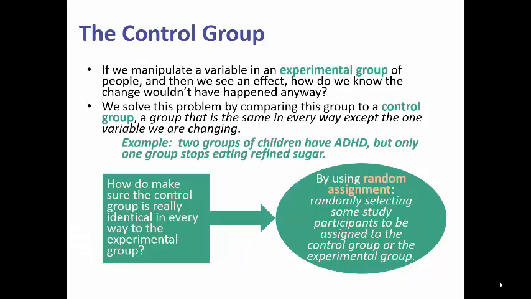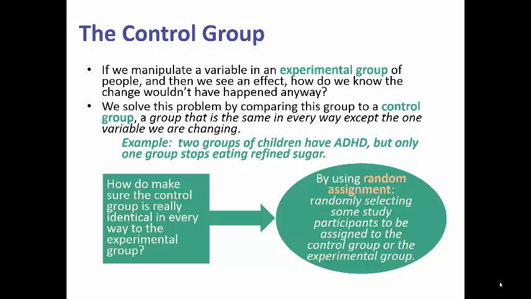So I've already used the term control group. If we manipulate a variable in the experimental group, then in order to see the effect, we have to have a control group where we're not manipulating anything. The control group is the same in every way except for the one variable we're changing. For example, two groups of children have ADHD, but only one group stops eating refined sugar. The group that continues eating refined sugar is the control group. The group that stops eating refined sugar is the experimental group.